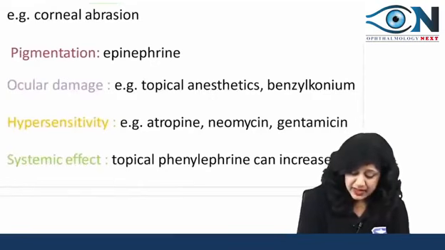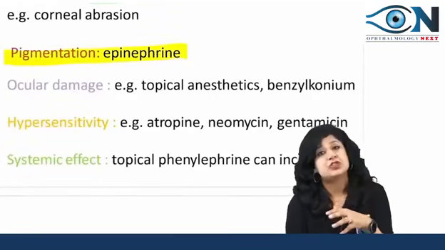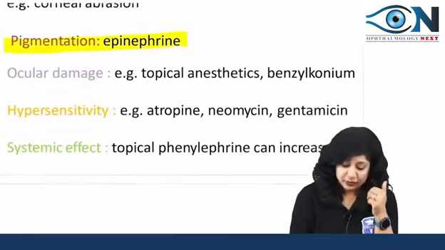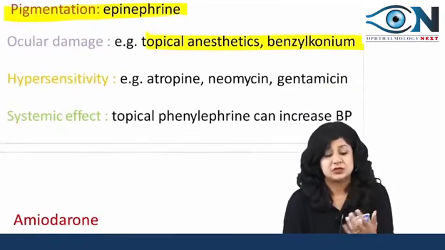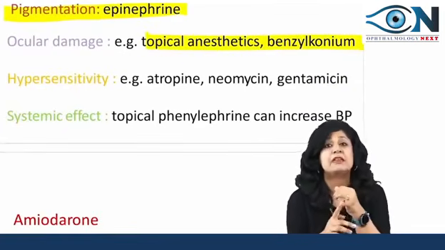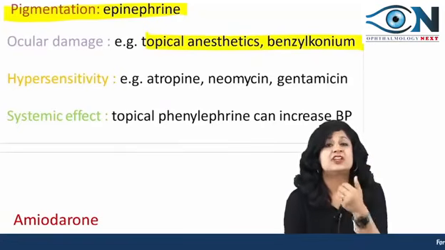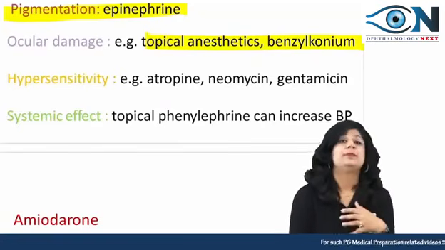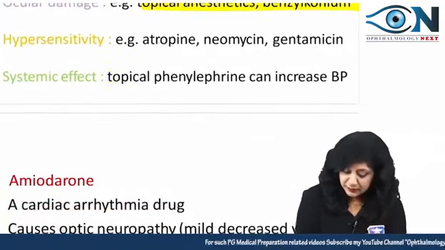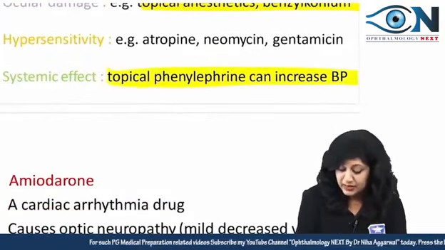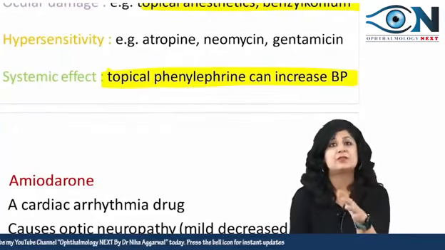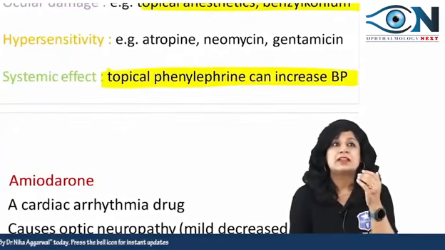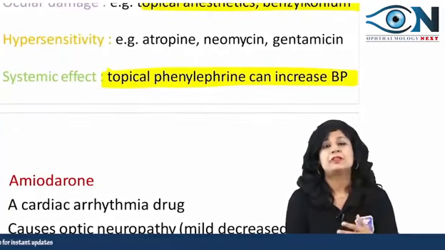Then as far as epinephrine is concerned, pigmentation is very common. There could be damage with the topical anesthetics. We can have hypersensitivity; for hypersensitivity, atropine, neomycin, gentamicin are very common. Then we have systemic effects, like topical phenylephrine can increase the BP. Again, a very important thing, because many times students ask us whether hypertensive people can take phenylephrine.